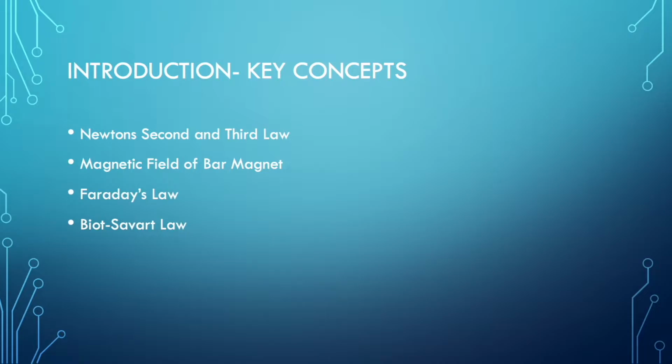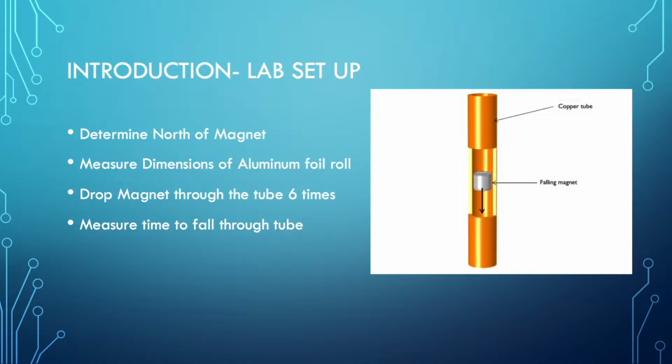Introduction and key concepts. In this lab, we'll be utilizing Newton's second and third laws, the magnetic field of a bar magnet, Faraday's law, and Biot-Savart's law. To do this lab, the first thing we must do is find the magnetic north of the magnet. Then, you must measure the dimensions of the aluminum foil rod, the width of the foil, the length of the tube, and the total length of the inside of the tube.